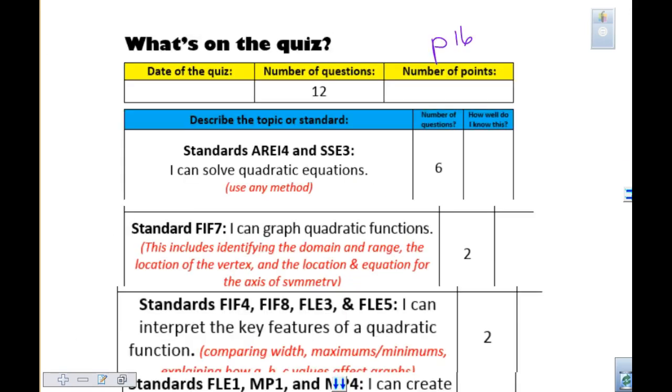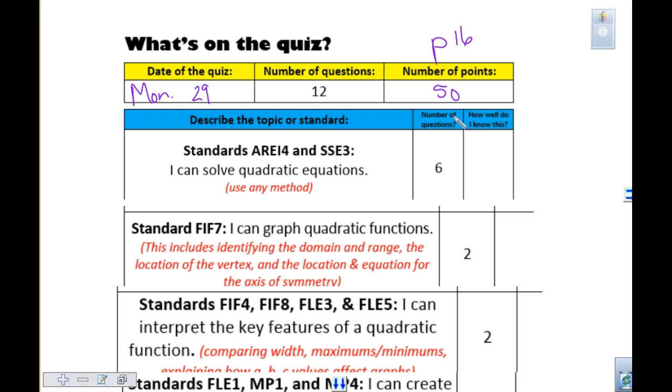Okay? So on page 16, the date of our quiz is going to be Monday, the 29th. There's going to be 12 questions, and it's worth 50 points.